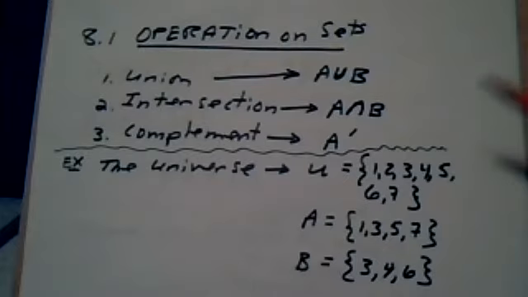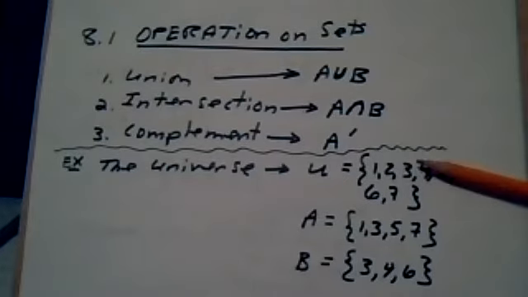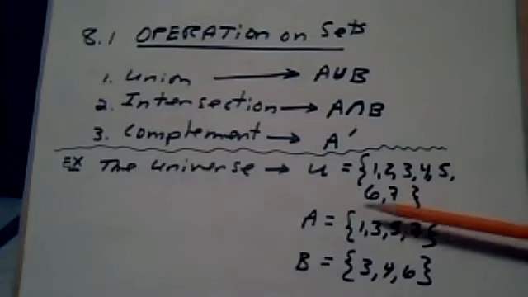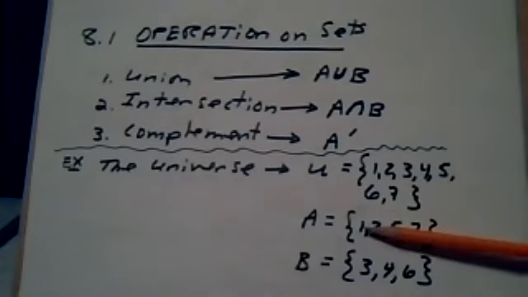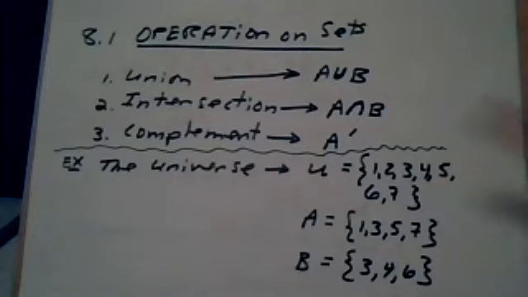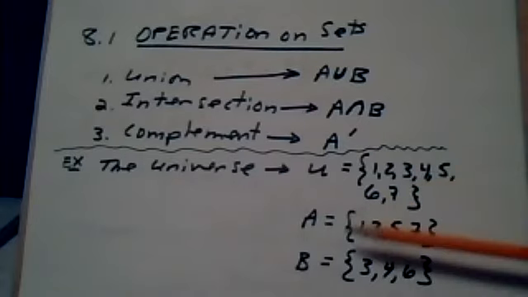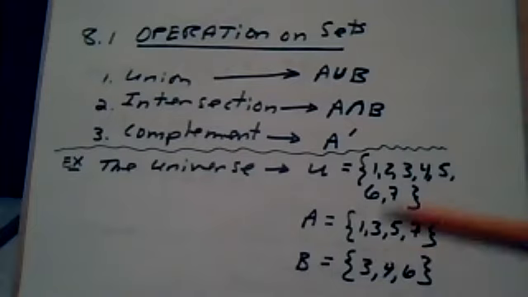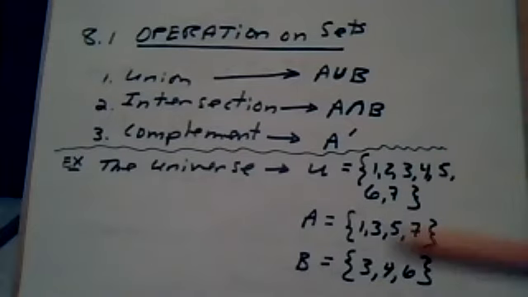For example, right here, they're telling us this is going to be the universe. The universe has everything. A is part of the universe. Notice 1, 3, 5, 7. Look at B, 3, 4, 6. So A and B are subsets of the universe. They're part of the universe.